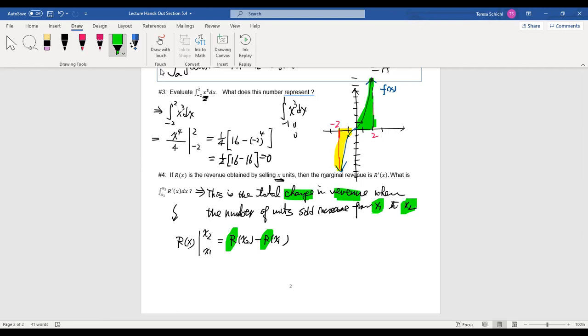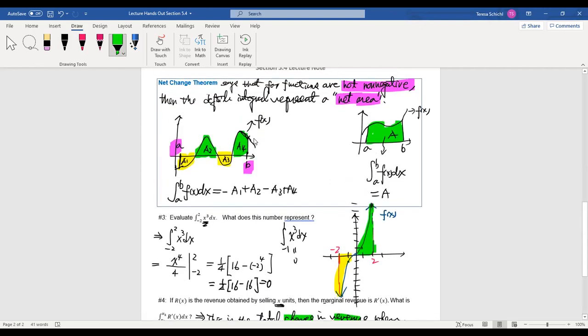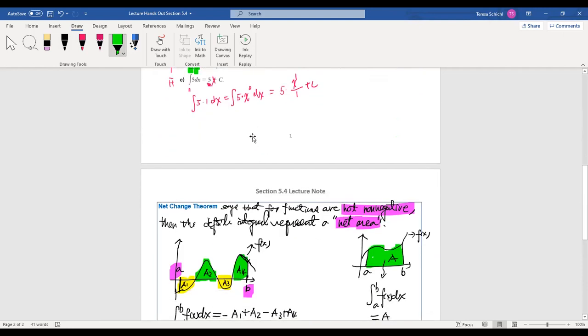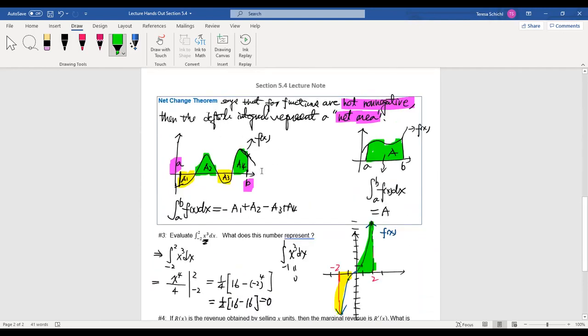Okay, that's it. Like I said, this section is a very, very easy section. The indefinite integral just uses the antiderivative concept. Then the net change theorem basically just extends our definite integrals from all above zero to sometimes below zero and above zero. When you do the integration, what you are really trying to do is find the net area bounded by the curve and the x-axis. All right, okay, that's it.